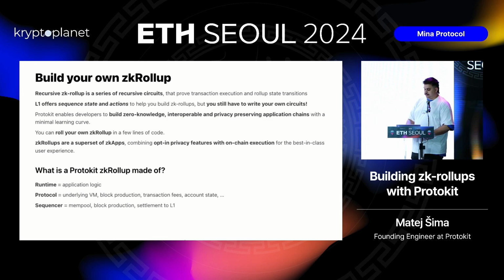So what is a Protokit application chain or a zk-rollup made of? You have three main parts. You have your runtime. That is where your application logic would live. Think of it as smart contracts, but since this is an app chain, we don't call it smart contracts. We call it a runtime because it's the heart of your rollup.